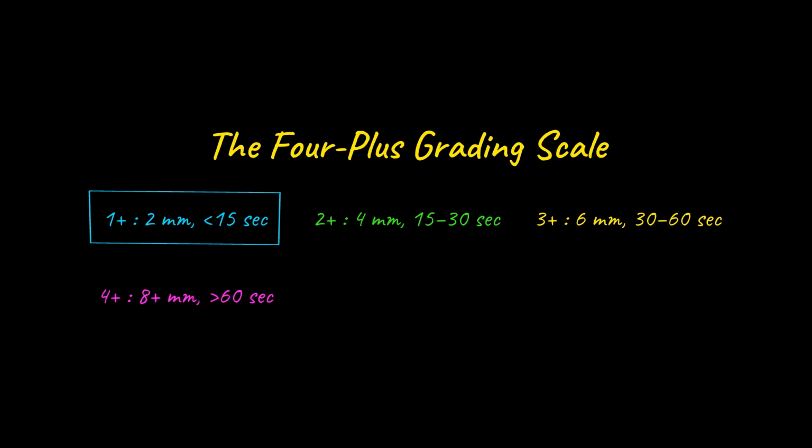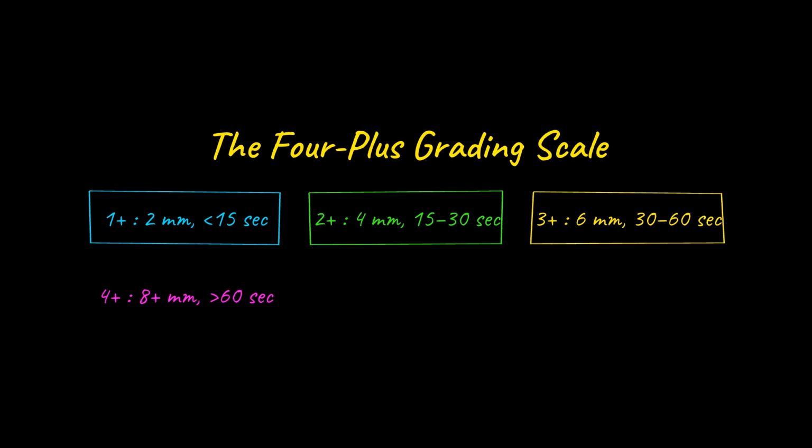Grade 1 plus is 2 millimeters rebounding in under 15 seconds. Grade 2 plus is 4 millimeters in 15 to 30 seconds. Grade 3 plus is 6 millimeters in 30 to 60 seconds. Grade 4 plus is 8 or more millimeters taking over a full minute to rebound.